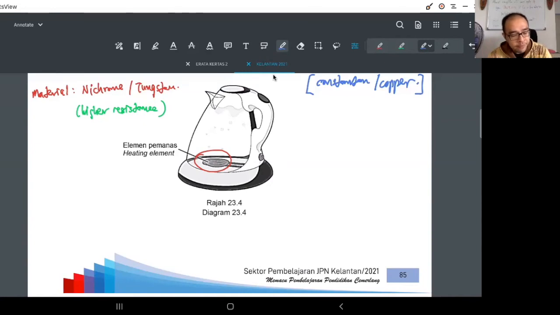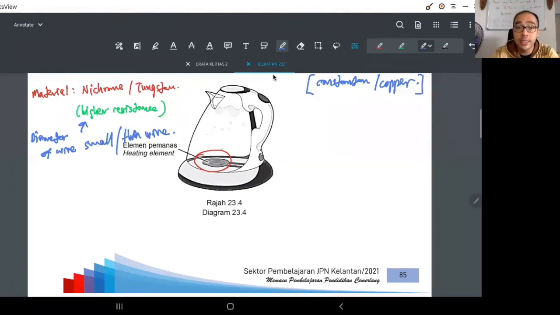Secondly, the diameter of the wire has to be small. Also the same thing, to produce a higher resistance. Small diameter wire or thin wire also can. You can also say the same thing. Thin wire produces higher resistance.